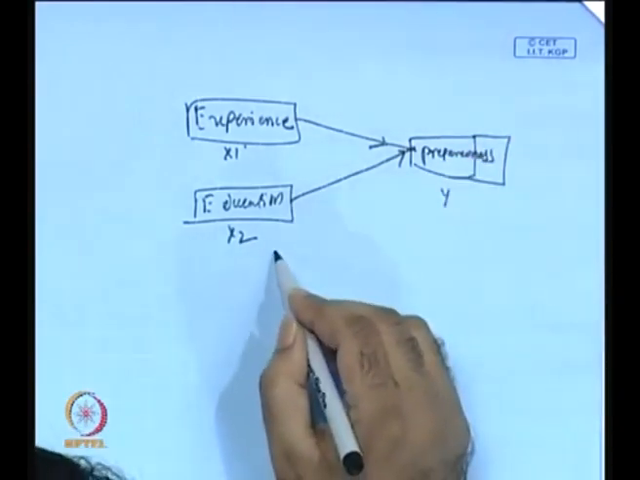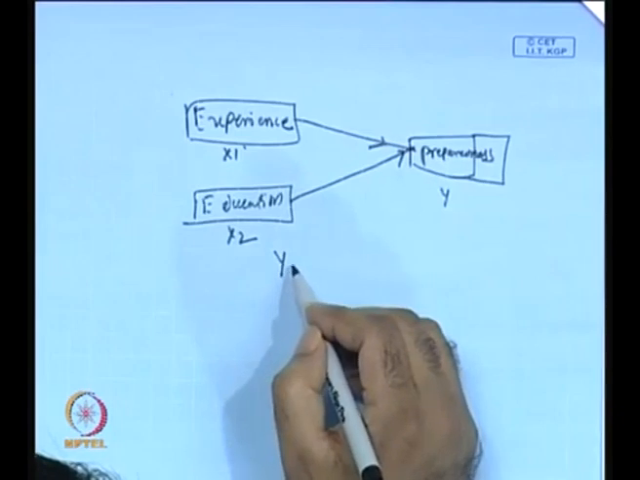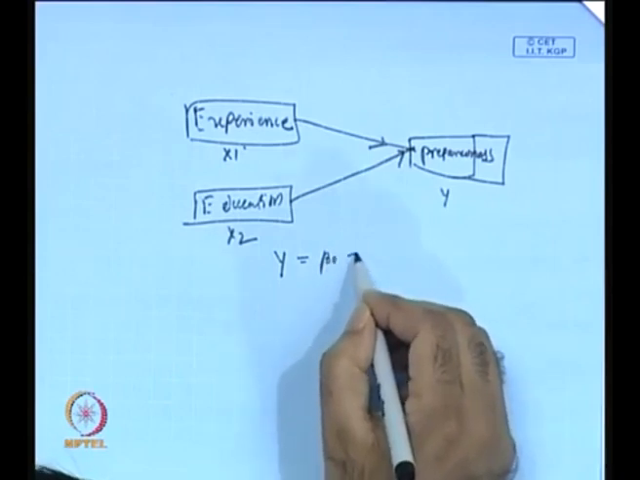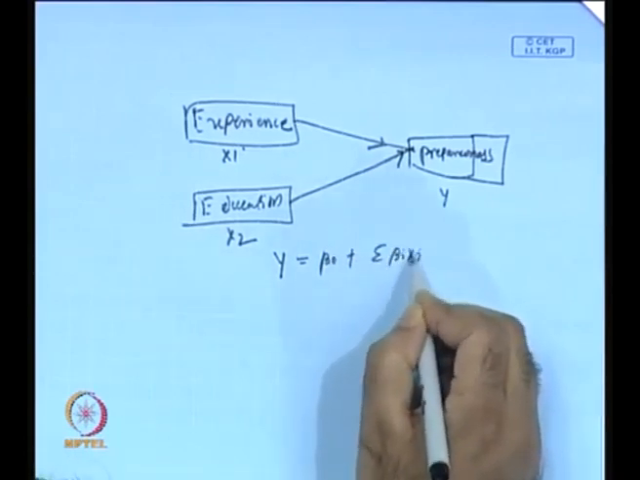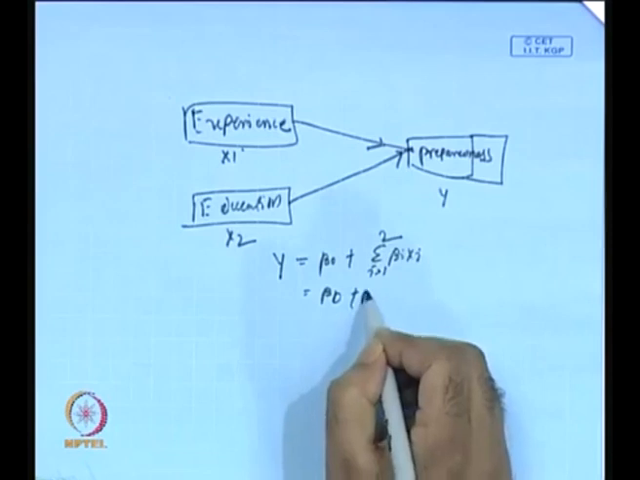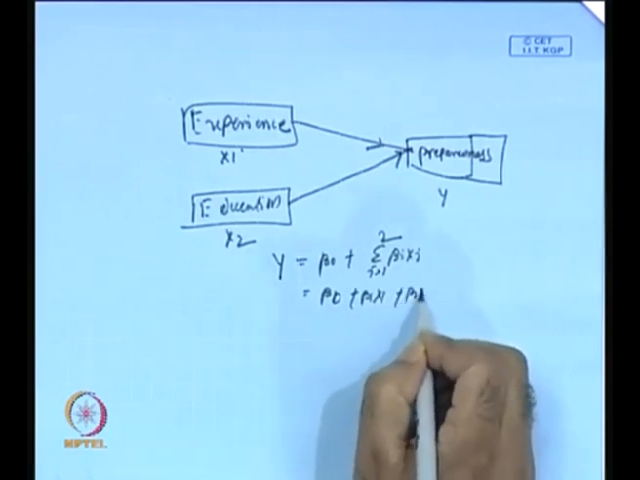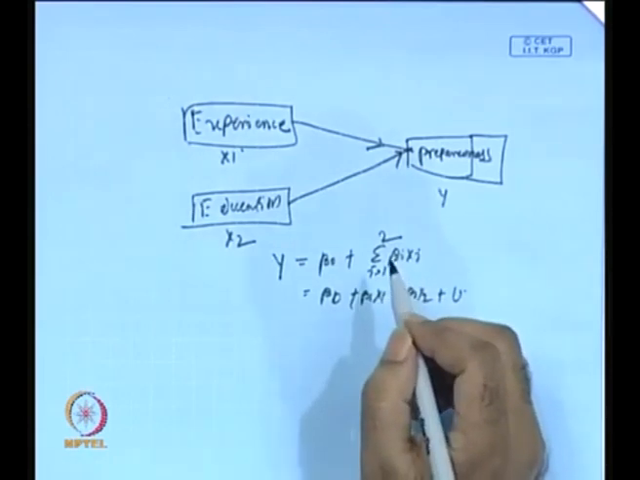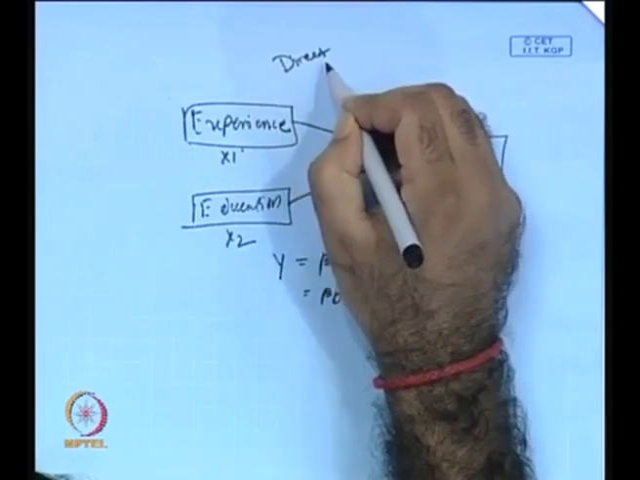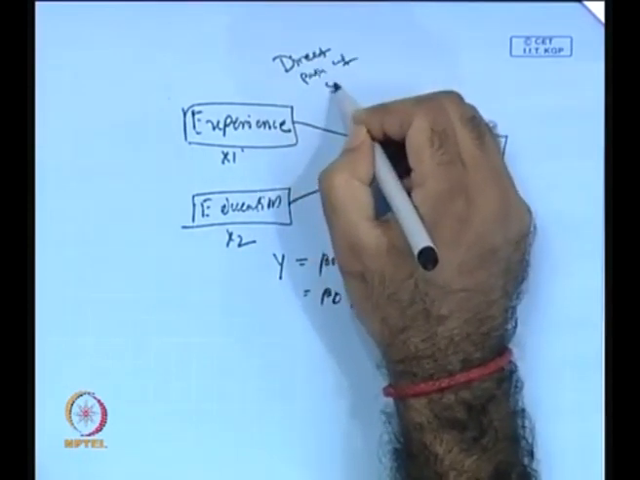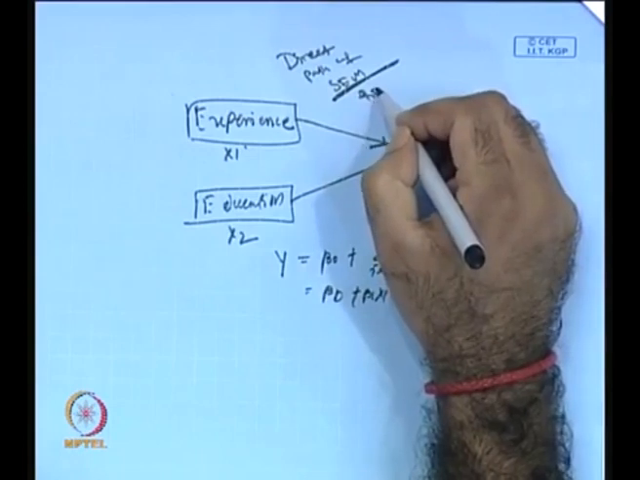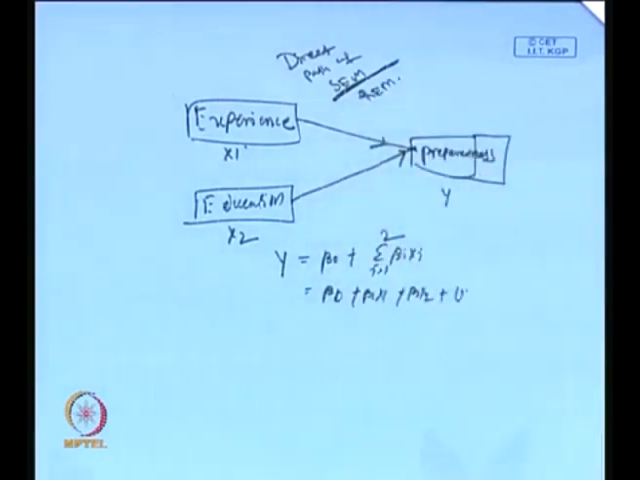For the direct path, obviously I have to apply direct multivariate regression analysis, that is, multiple regression analysis. So I will write it like this: y equals beta 0 plus the summation of beta i xi, i equal to 1 to 2. In other words, y equals beta 0 plus beta 1 x1 plus beta 2 x2 plus an error term. This simple structure is the direct path of structural equation modeling, which is nothing but regression modeling.